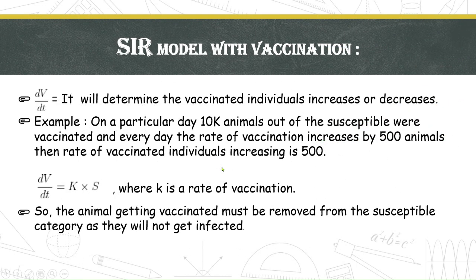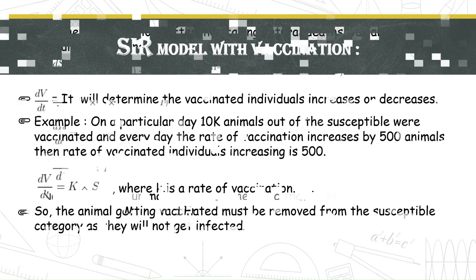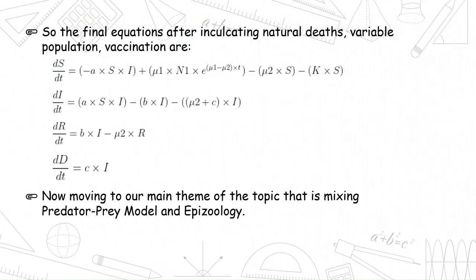Now we'll start the SIR model with vaccination. Now we are getting a differential equation of vaccination, where K is the rate of vaccination. For example, let's consider out of 10k animals, 500 were vaccinated. Then we can define that the rate of vaccination is 500. The final equation of the following differential equations we get is as shown.